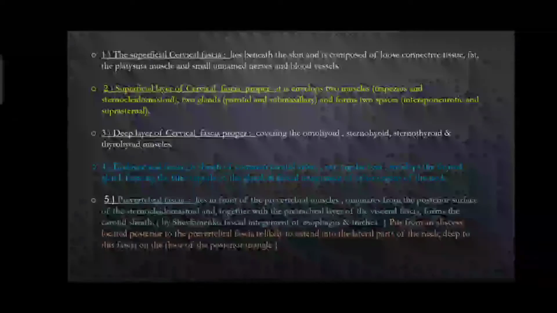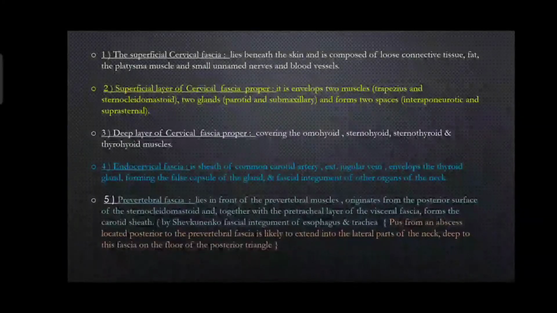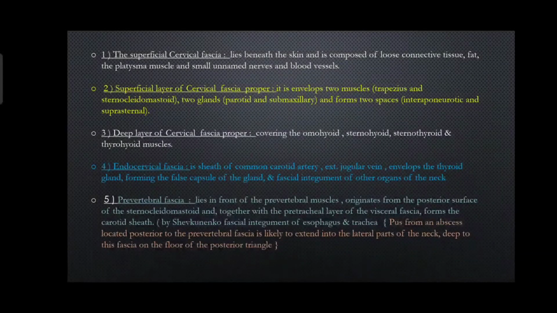It lies beneath the skin and is composed of loose connective tissue, fat, platysma muscle, and some small unnamed nerves and blood vessels. Second, that is the superficial layer of cervical fascia proper. It is also known as Gruber's fascia. It envelops two muscles, two glands, and forms two spaces, suprasternal and antesternal.